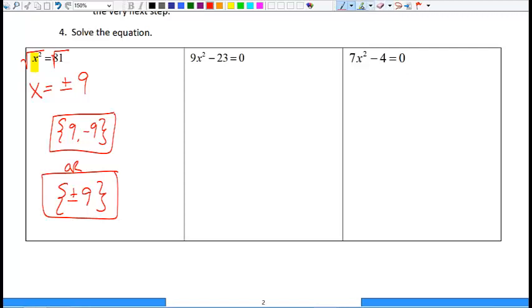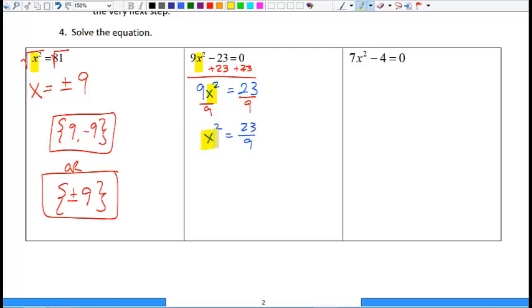Now, on the next problem, notice that this x squared is not yet all by itself. The expression, or x in this case, has to be squared all by itself. So in order to get it all by itself, I'm going to add 23 to both sides, which gets me 9x squared equals 23. And x squared is closer to being by itself, but it still has that 9 in the way. So I'm going to divide both sides by 9 to get x squared equals 23/9.